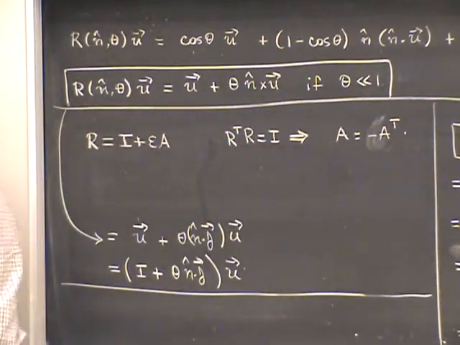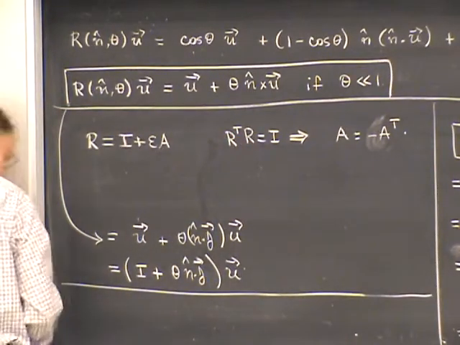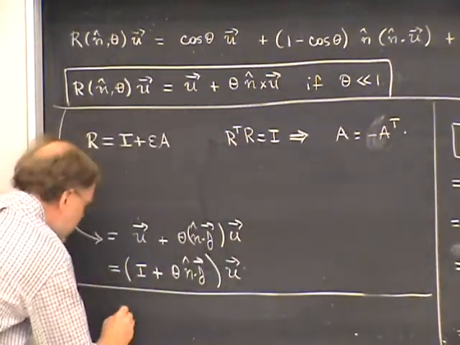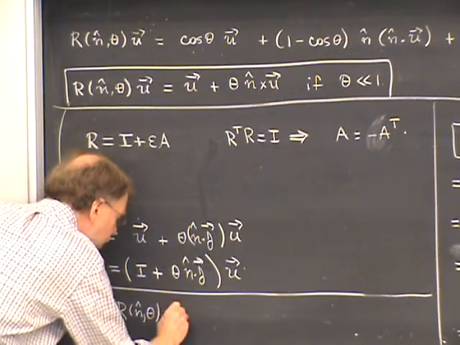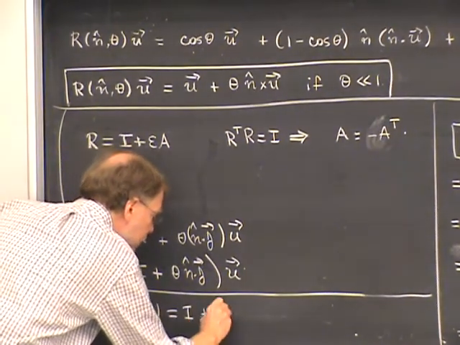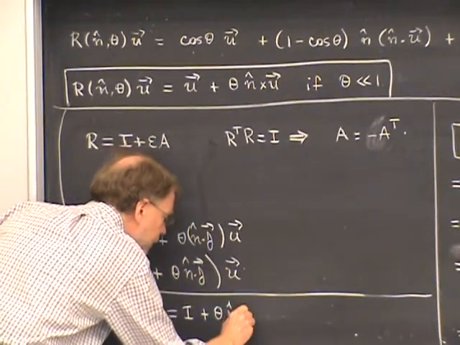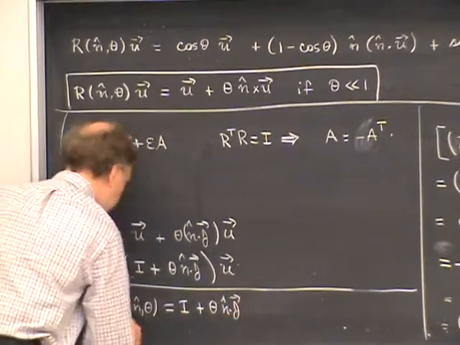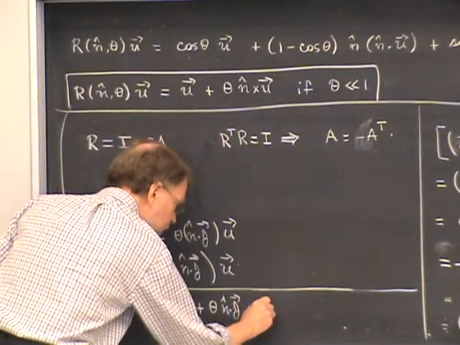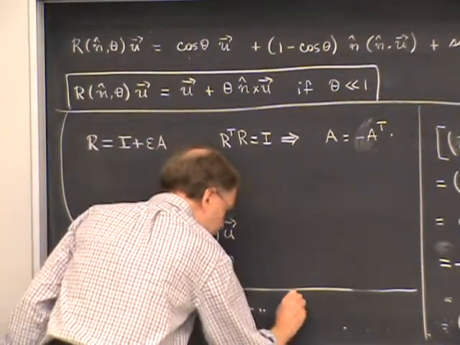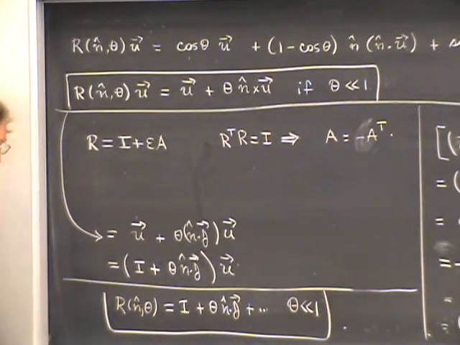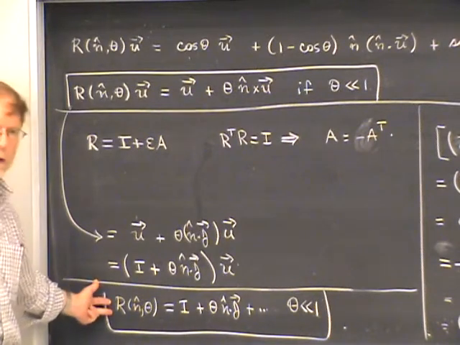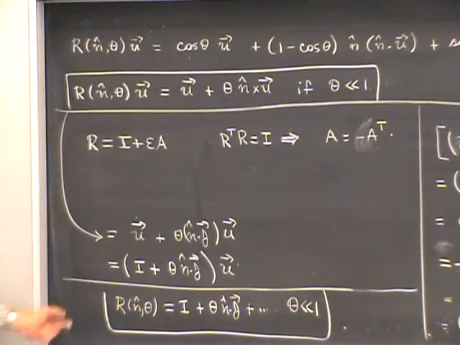And the result is that the near identity rotation matrix can be written this way: R of n hat comma theta is equal to the identity plus theta times n hat dotted into script J. And this extra term is only the leading term in theta, and this applies when theta is small. If you neglect the higher order terms, it's an approximation when theta is small. So this is another way of writing a near identity rotation matrix now in terms of these J matrices.